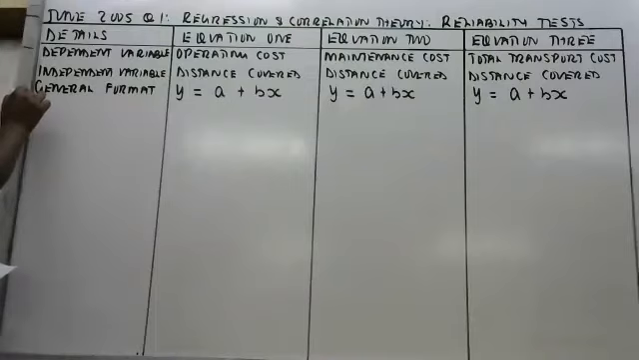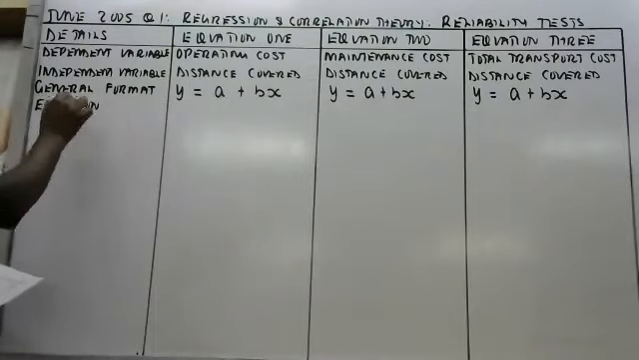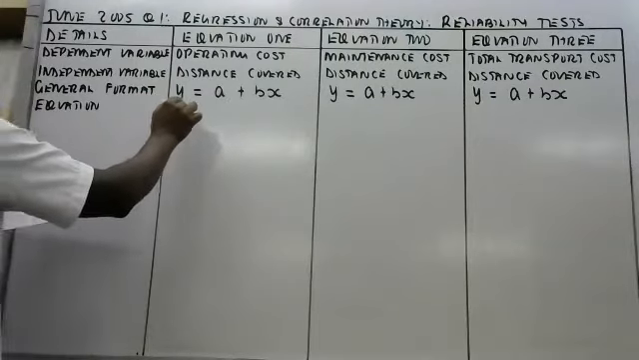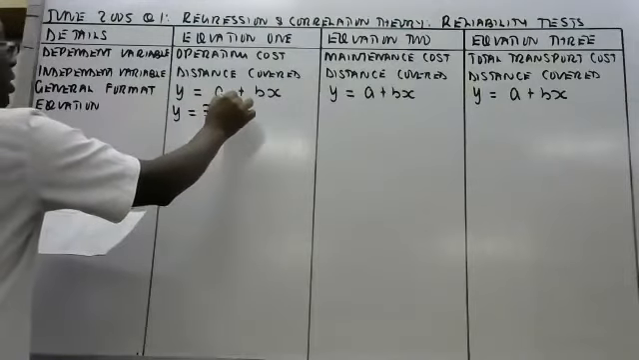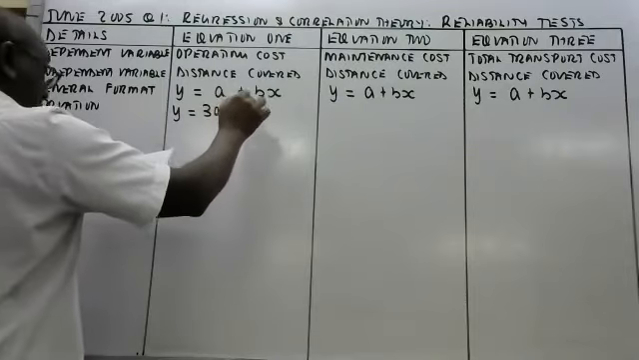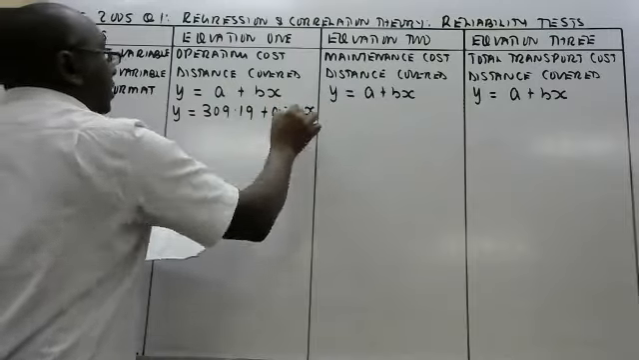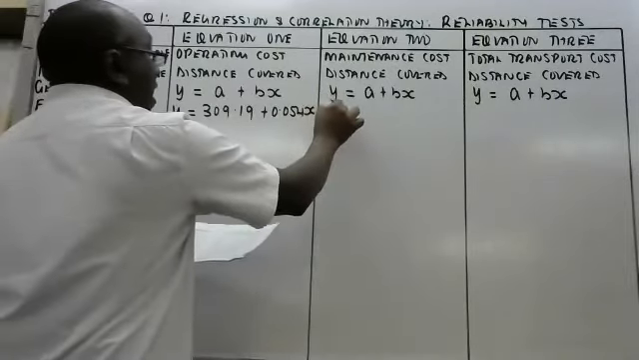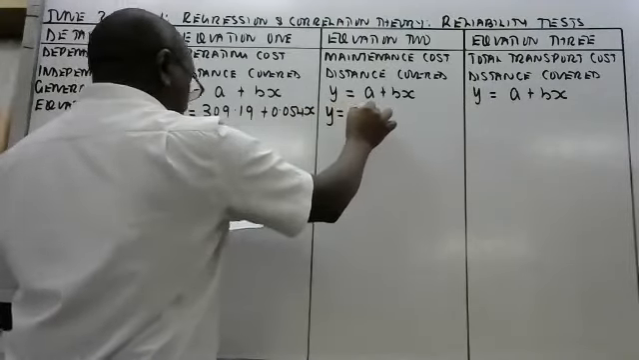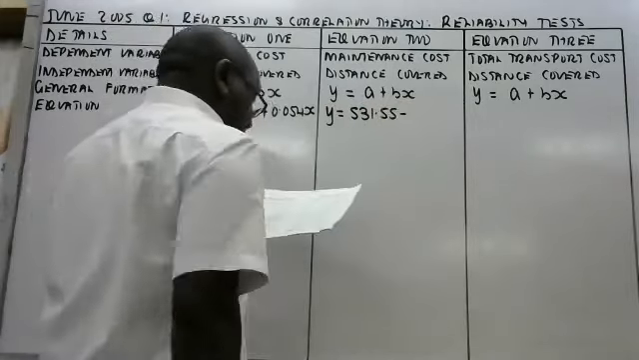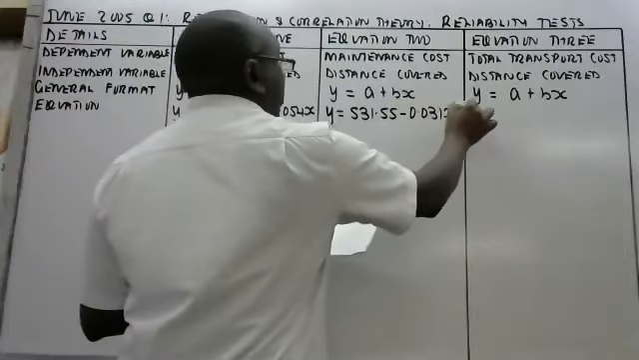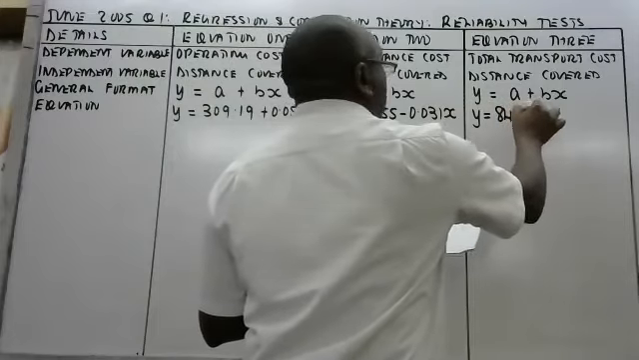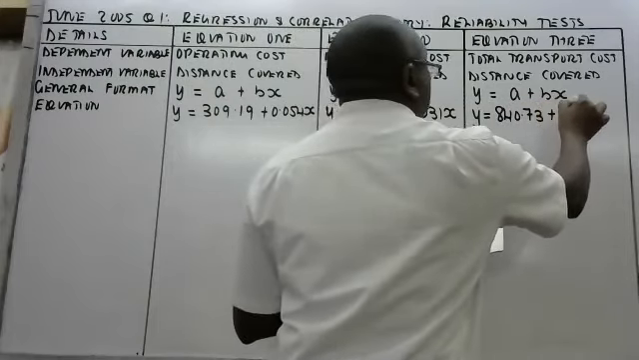The fourth thing is the equation as obtained. Now this one will be y is equal to, as you can see, 309.19 plus 0.054x. We can use x, although the examiner there is using d. The next one is y is equal to 5.55 minus 0.031x. Now the last one, as you can see, is 840.73 plus 0.023x.